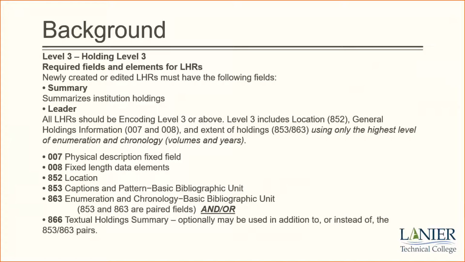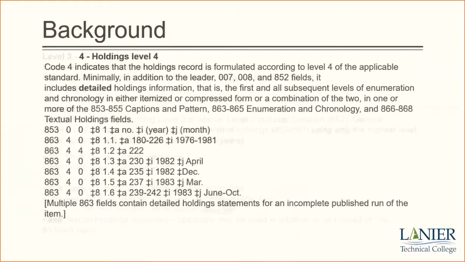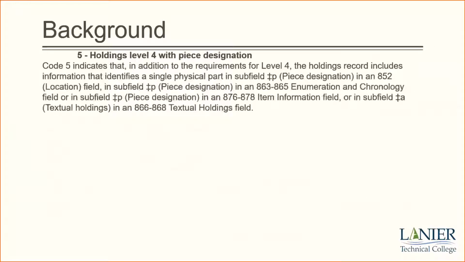But for middle of the road, a level 3 is the middle. For level 4, if you wanted to add the month or a second level of enumeration, like you wanted to add the volume and the issue, that would be a level 4. And then if you wanted to go even higher, that would be a level 5 with the piece designation, and you would add the item barcode.